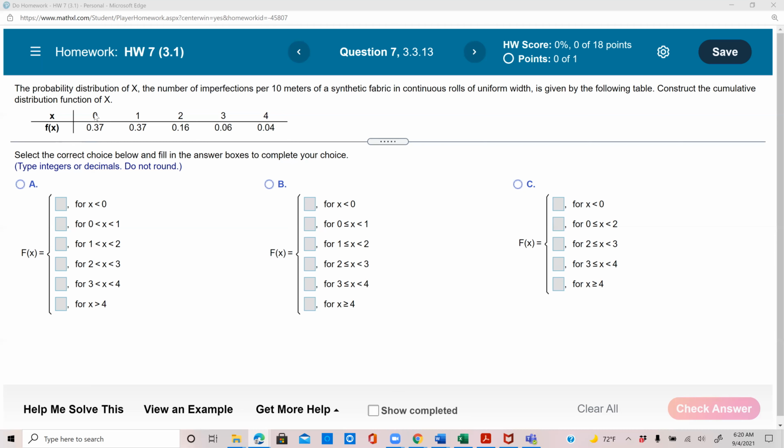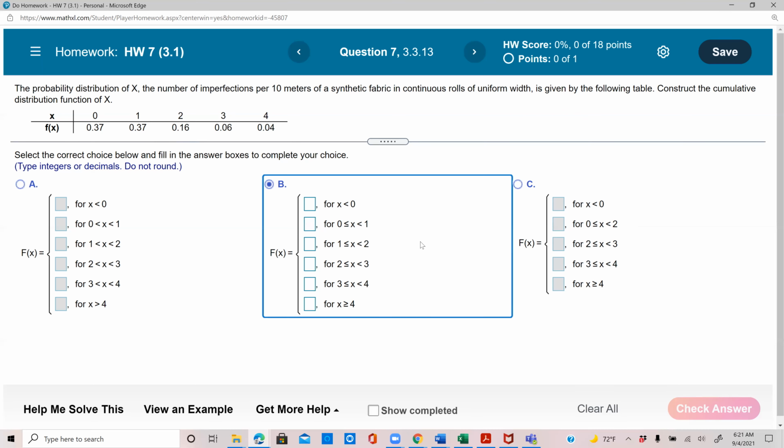Okay, so after X less than 0, the next one would be greater than or equal to 0 and less than 1. So this one is out because it doesn't start greater than or equal to 0, but just says greater than 0. This one is a candidate because it says greater than or equal to 0 and less than 1, because 1 is the next major point. This one says greater than or equal to 0, less than 2, so it skips 1, and that one is out. So we already know it's B.